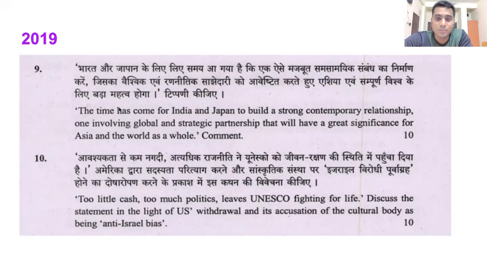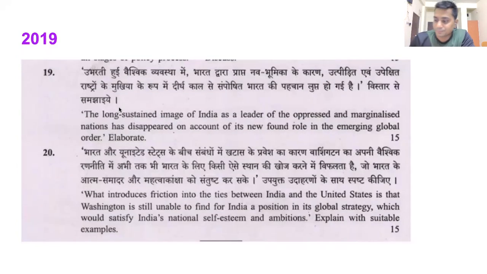Too little cash, too much politics leaves UNESCO fighting for life. Important international institutions, UNESCO. Discuss the statement in the light of US withdrawal and its accusation of the cultural body as being anti-Israel, right? So that question is on international institutions.